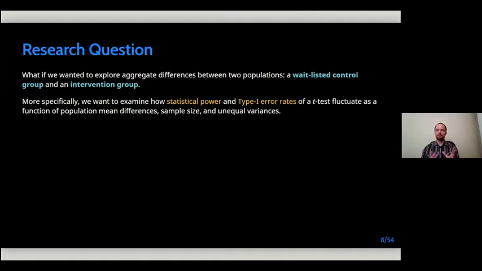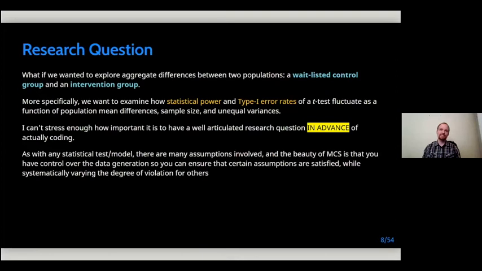So this is where I've sort of outlined where I want to go with this particular simulation I'm going to be coding up for us today. And I can't stress enough just how important it is to have a well-articulated research question in advance of actually coding. Because a lot of time can be saved having an idea of where you're going and then sort of piecing through how do you get there and building up your simulation piece by piece so you can get it functioning and working. And you can always, as you'll see later on in SimDesign, easily extend it and make it more complicated however you want. The sky is sort of the limit on that.